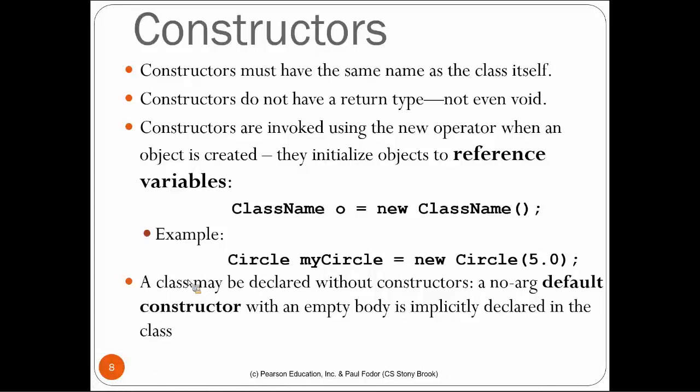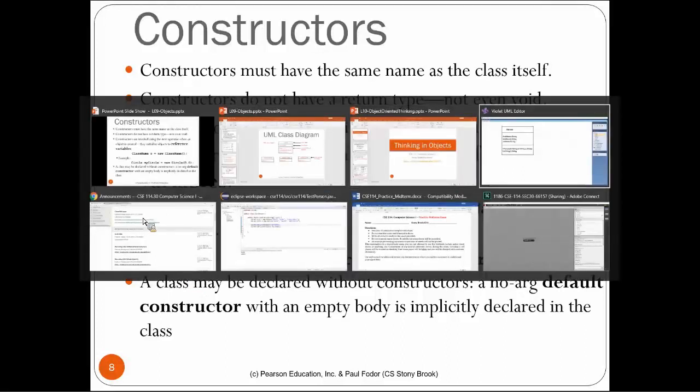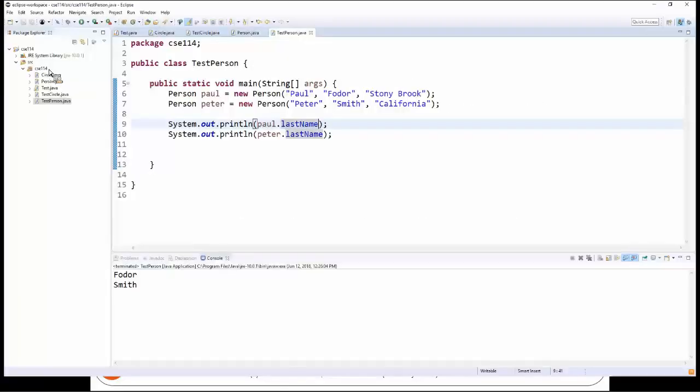Even all the classes that you've written up to now had constructors, although you haven't used them. A class can be declared without constructors, and by default you will get a no-argument default constructor with an empty body implicitly declared in that class. So what that means is that you can create in Java any class you want.